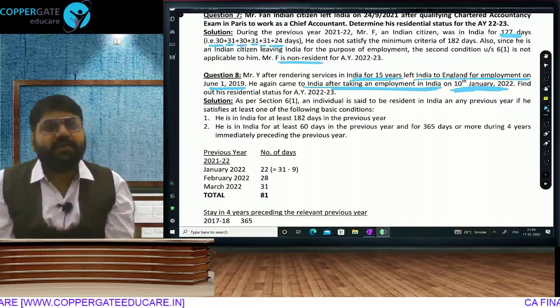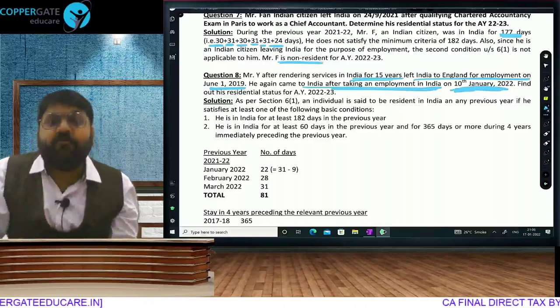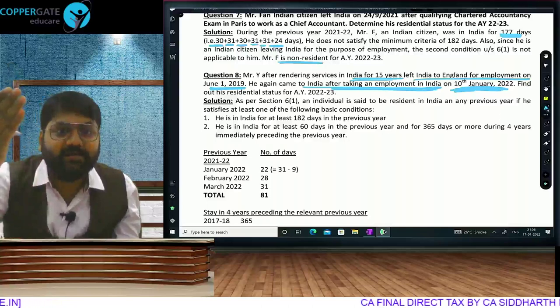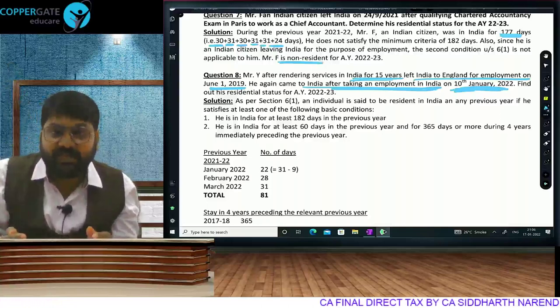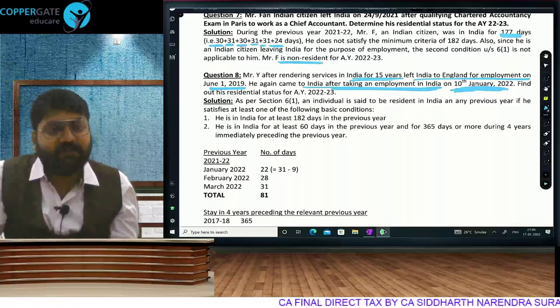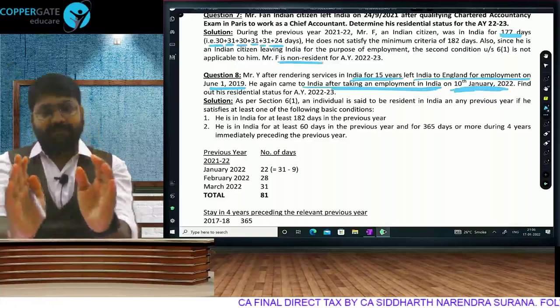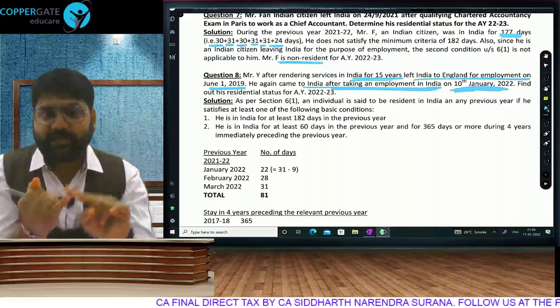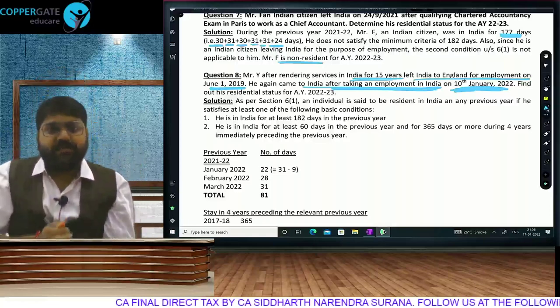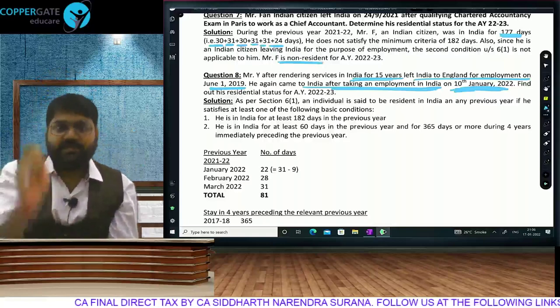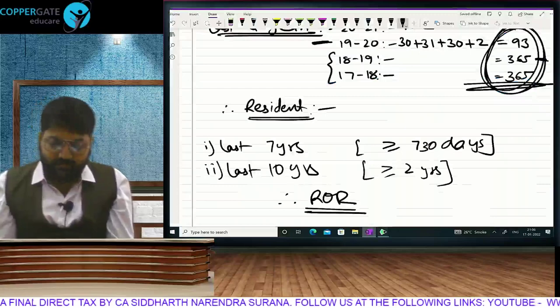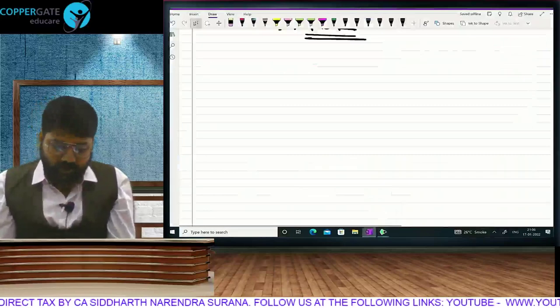Then we will consider only 182. If 21-22 was the year in which he left for employment, like he did in 1920, then again we will not consider 63-65. But what is happening in 21-22? He is coming for earning. Means he is not an outgoing person and he is not a visitor. He is coming to India for earning and thus 63-65 will be applicable. Are we clear? This was question number 8.